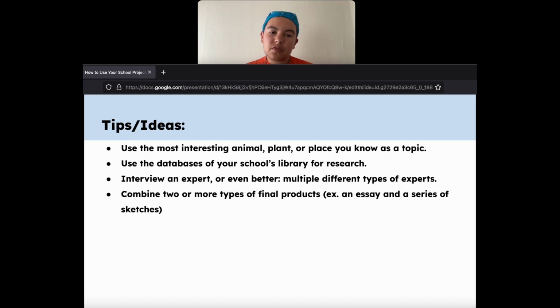You could interview an expert on the subject, or even better, multiple different types of experts. See what they say. Are they agreeing with each other? Do they have different perspectives on the same topic? That'll tell you a lot about your topic. And then for your final products, you don't have to do just one. You could do, for example, an essay and a series of sketches about the same topic and see how it's different to address it in writing versus a drawing.